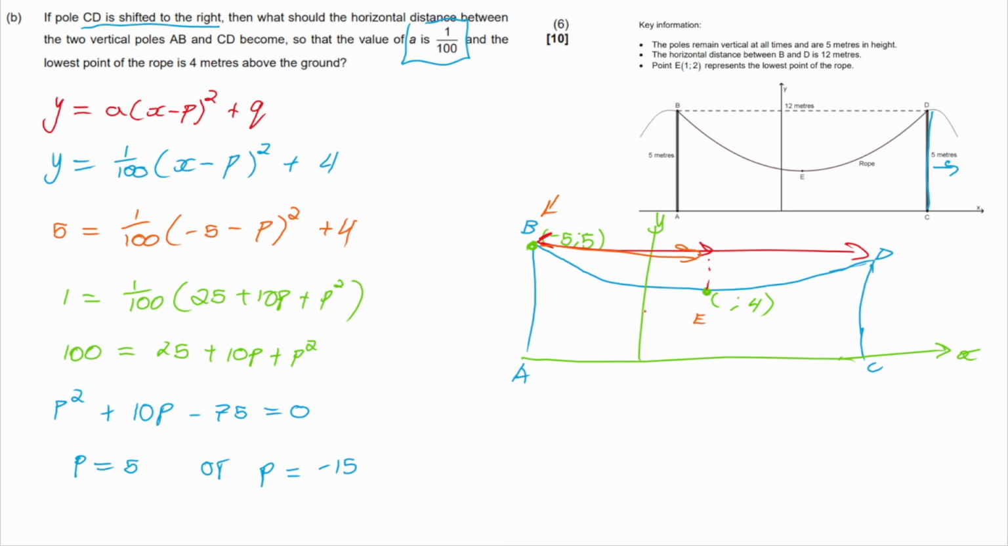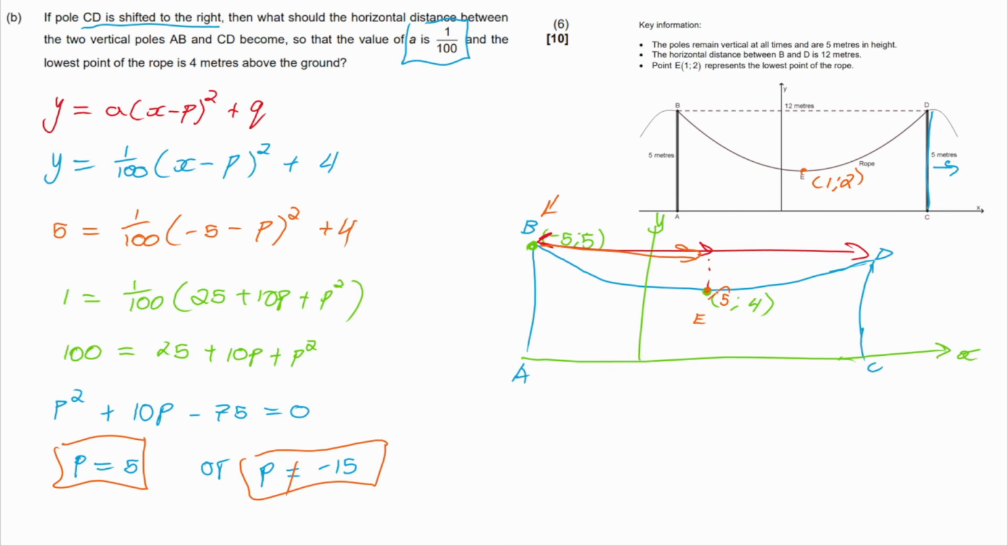Remember, p is this x coordinate over here, so it has to be 5. The reason it has to be 5 is that if it was negative 15, this point would have shifted this way. Initially it was 1, 2, so it would have shifted to the left, but it can't shift to the left because CD shifted to the right. So p equals negative 15 is not valid. So we know p is 5.